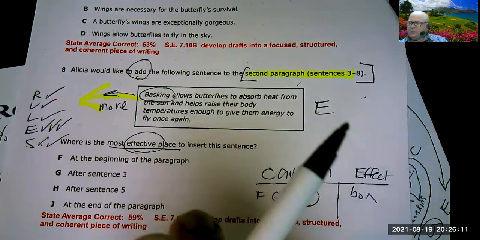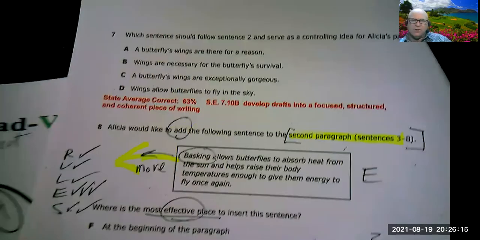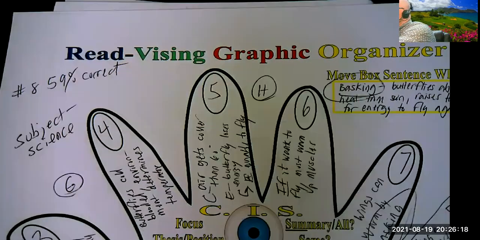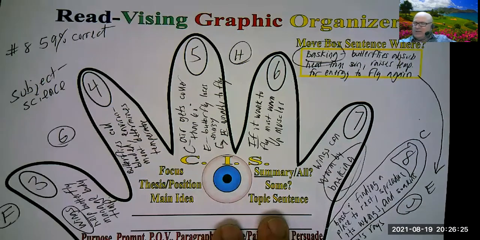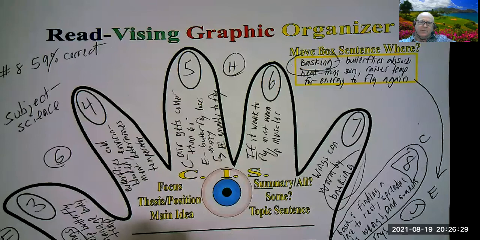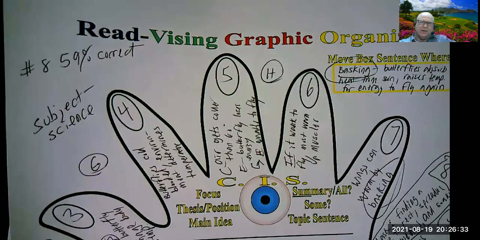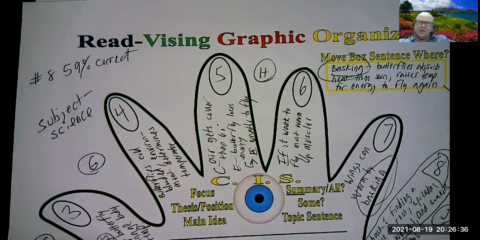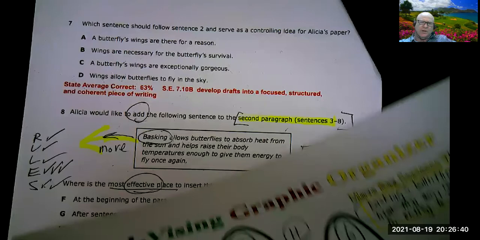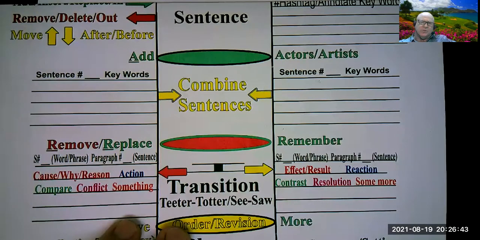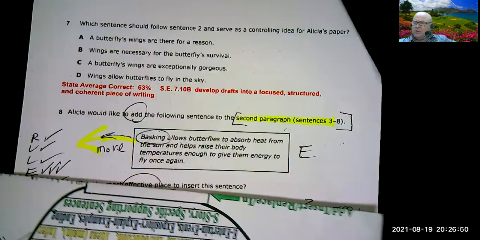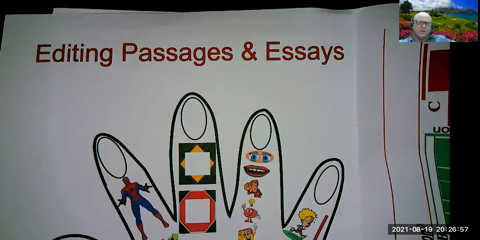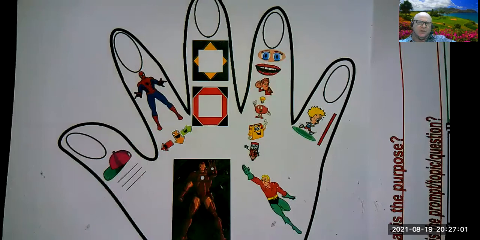So what I suggest you do, all of you who are part of the revising, editing and swag webinar, have been given a copy of this 8.5 by 11 sheet, where one side is the revising graphic organizer, the bottom one you use when you use reading or revising skills to figure out the answers to questions. When you look on the opposite side, then you get to cover editing of passages and essays. Each one of those fingers and the palm stand for something to do with an editing strategy.